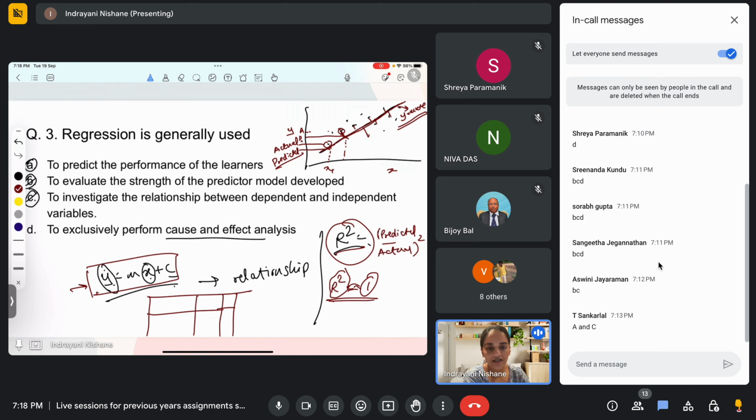So regression is one of the simplest machine learning techniques, also referred to as glass box machine learning technique, where you are giving some input and getting some output, but you know what maths is used or what formula is applied to get to the output value. So in that case, we can see the strength of the predictor model very easily. We can determine the strength of the predictor model. So that's why option B is the correct answer.